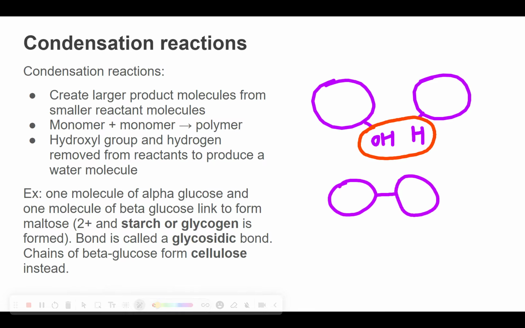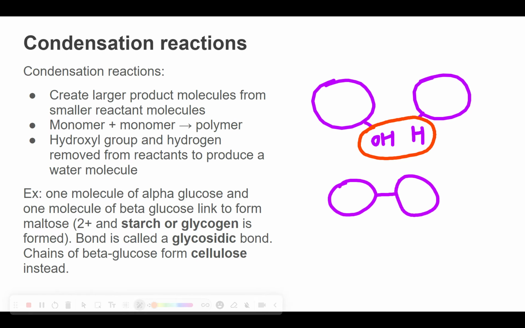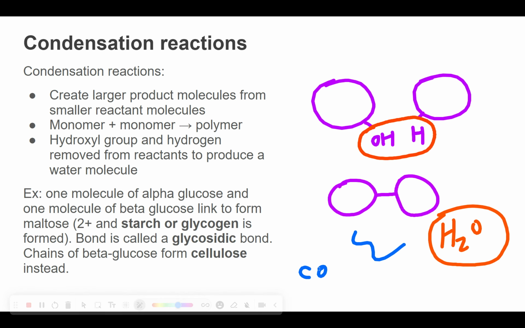and then a water molecule off to the side, separate from the two carbon-based molecules. And you call this, what has just happened is a condensation reaction.